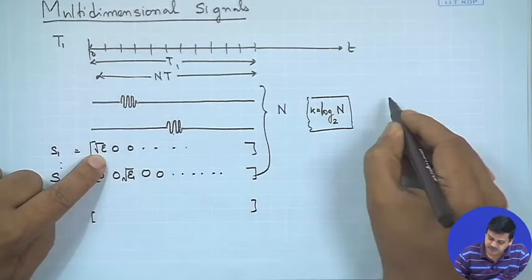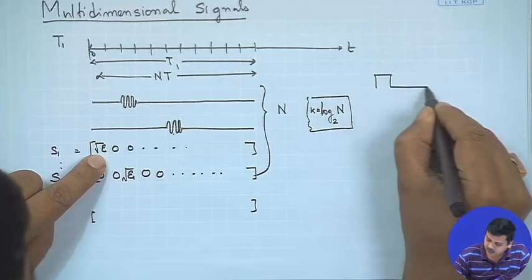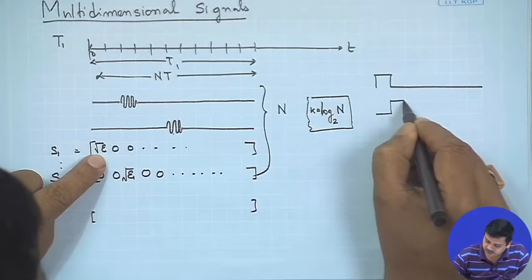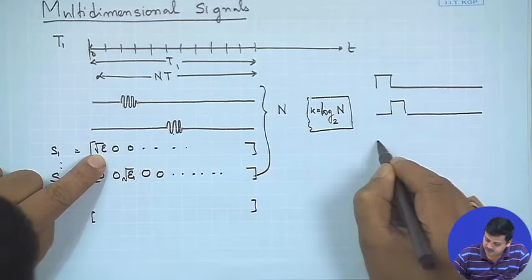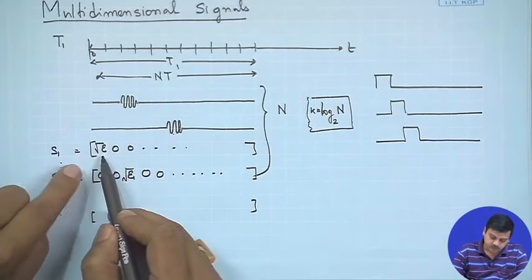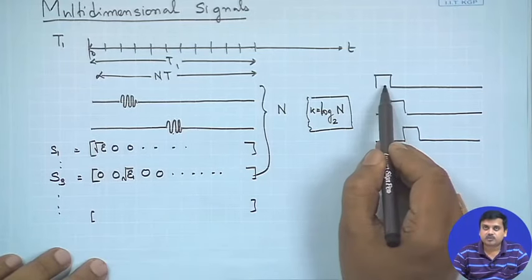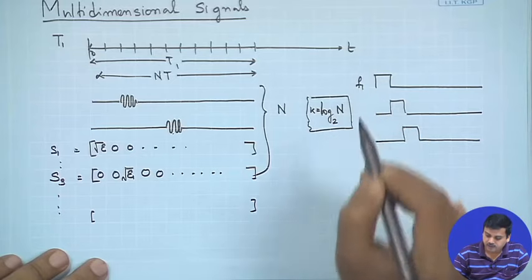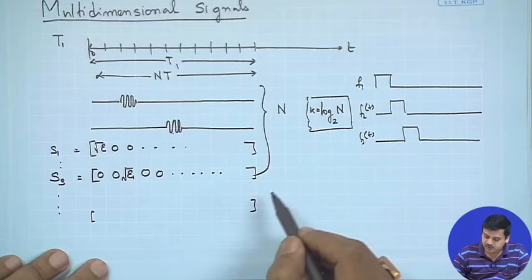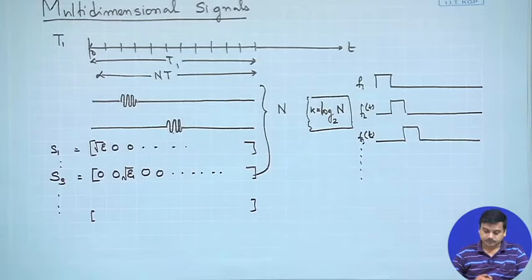That means, my basis vectors could be a 1 and a whole bunch of zeros. This is my first basis vector. My second basis vector could be this way, a very simple basis vector. Third one could be this way, and so on. So, if I project a signal which has a component here, that means I have chosen this basis vector, which is my f1 of t, and this is, let us say, f2 of t, f3 of t, and so on.